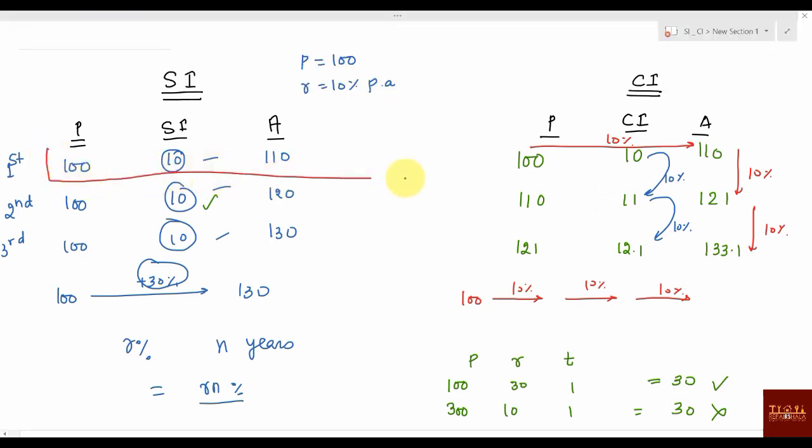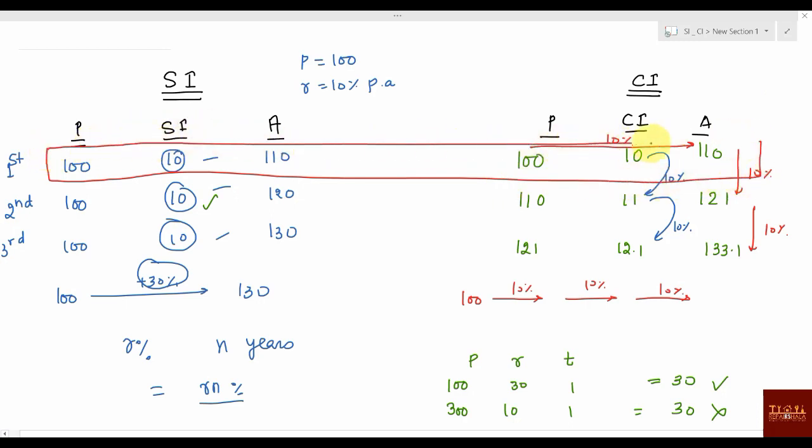there is no difference in CI and SI. Can you say that? In the first year there is no difference in SI and CI. If I ask you CI and SI for 1 year, it's 0, right? Now I'm saying that it is the first year.